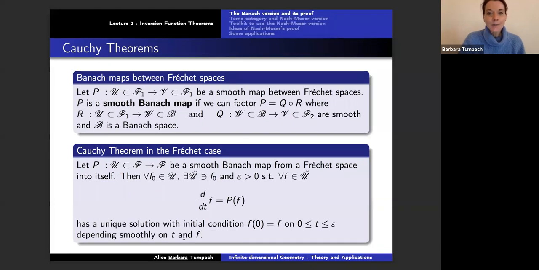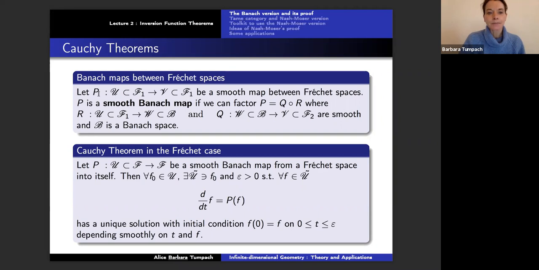Okay, now there is a theorem, the Cauchy theorem in the Fréchet setting. And more or less, it's an adaptation of the Banach case, because it's valid only for maps which factor through a Banach space. More precisely, here we have, there is a typo here, I see it's a 2 here. We have a smooth map between Fréchet spaces. The first one is F1, the second one is F2 and not F1.